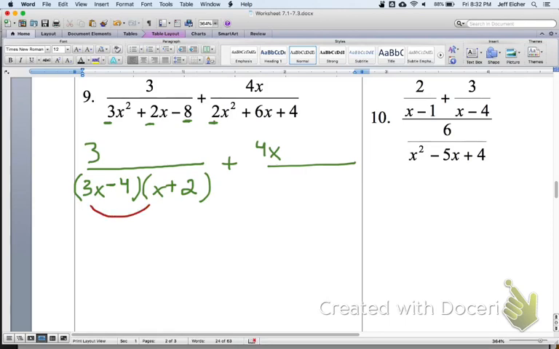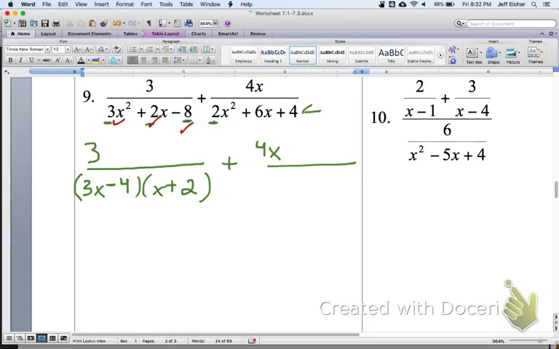So that would be 3x times x is 3x squared, check. 3x times 2 is 6x, minus 4x is 2x, check. And then negative 4 times 2 is negative 8, check. So I factored it correctly, just doing FOIL, or the distributive property, twice to check my factorization.